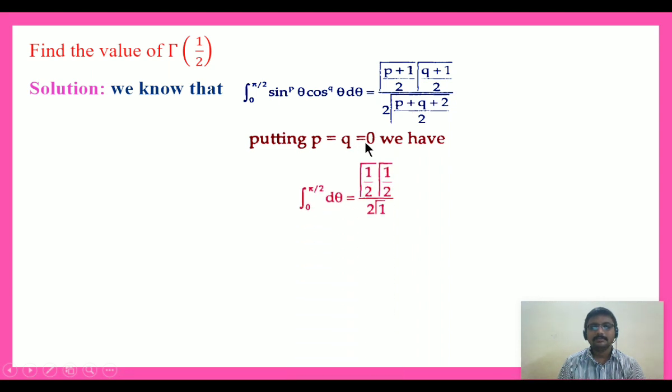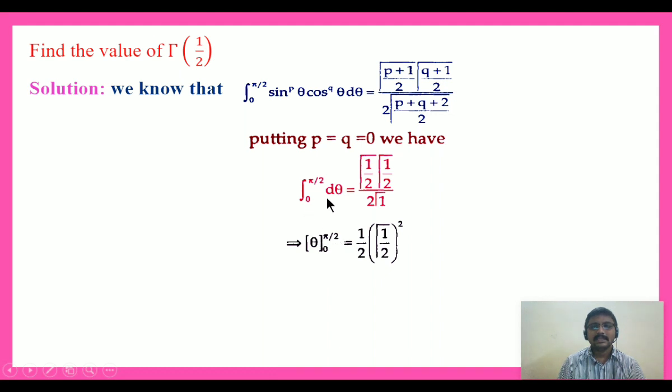So we will have integral of 0 to pi by 2 sin^0 theta, anything power 0 is 1, cos^0 theta is 1, d theta, is gamma half into gamma half upon 2 into gamma 1. Just we have to replace p equal to 0 and q equal to 0 in this formula. This formula's proof we have already taken in previous videos.